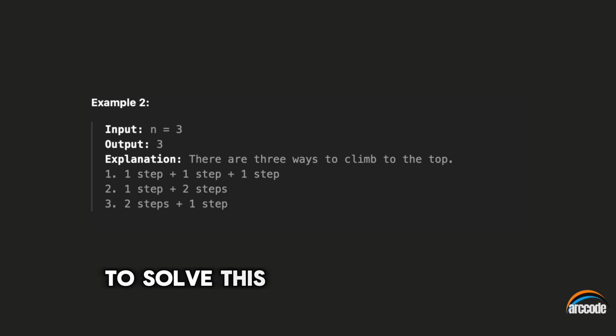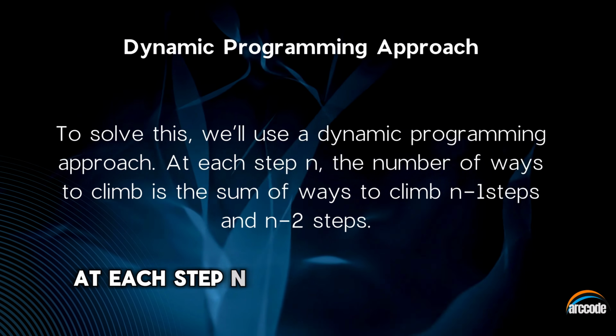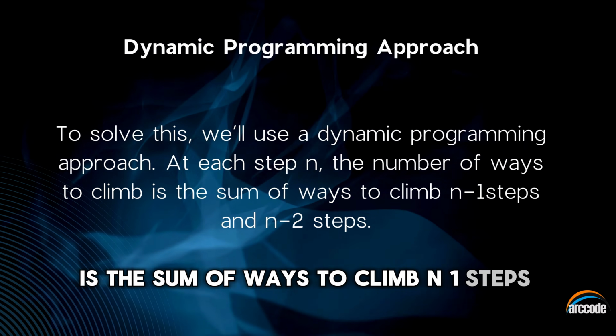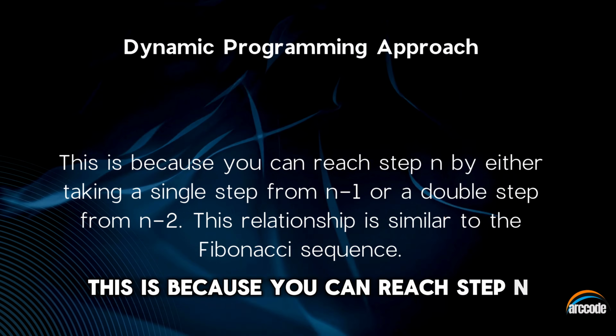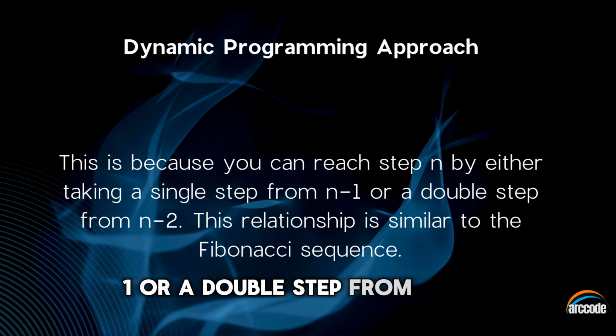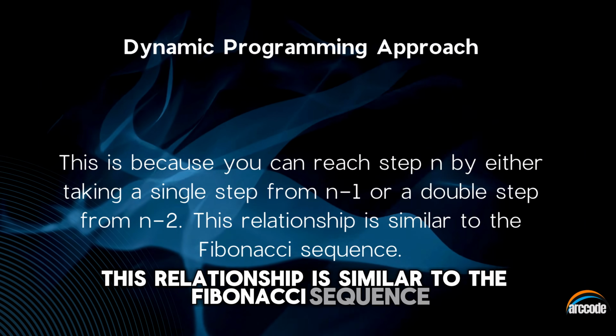To solve this, we'll use a dynamic programming approach. At each step n, the number of ways to climb is the sum of ways to climb n-1 steps and n-2 steps. This is because you can reach step n by either taking a single step from n-1 or a double step from n-2. This relationship is similar to the Fibonacci sequence.